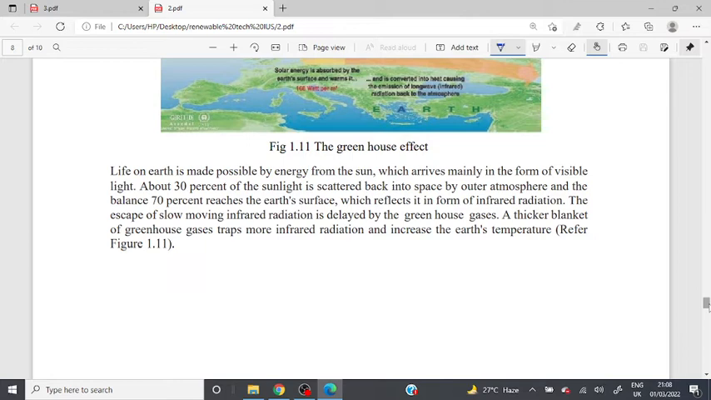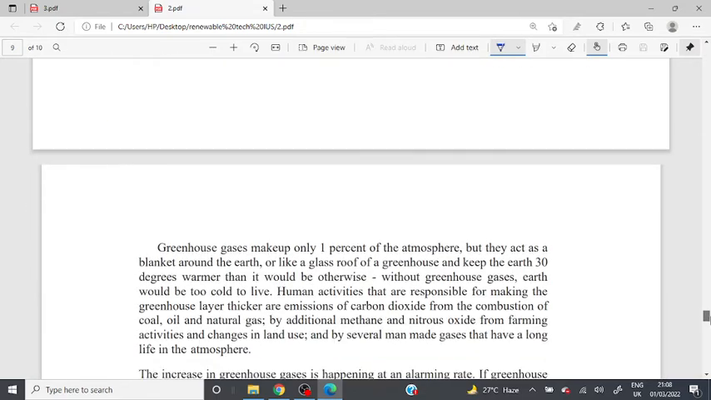A thicker blanket of greenhouse gas traps more infrared radiation. In some places where there is more pollution and the blanket is thicker, the radiation stays in longer, and there's more radiation that stays in that area and increases the Earth's temperature. We just saw that in the figure. So let's move on to the next page.